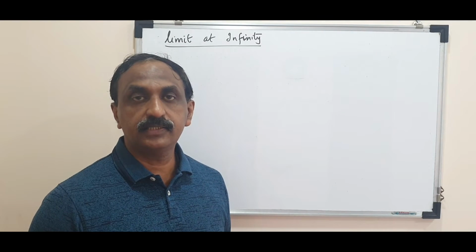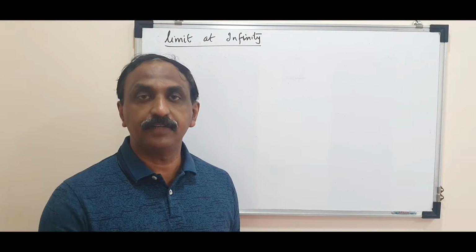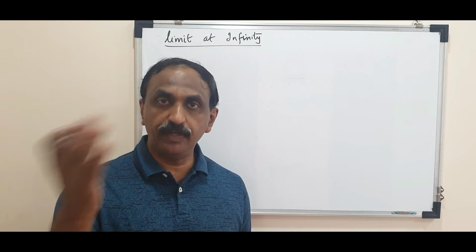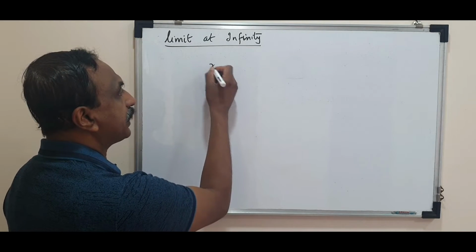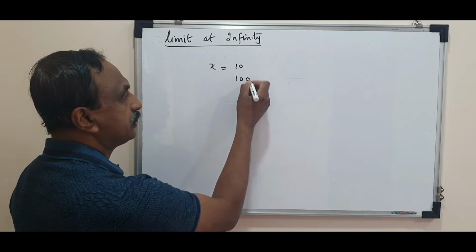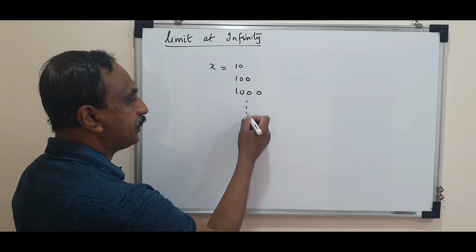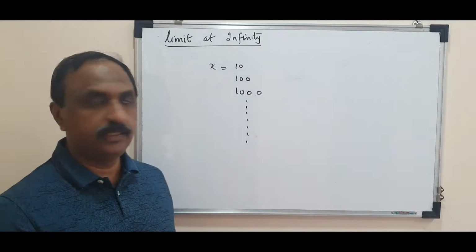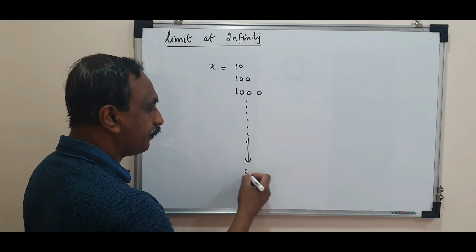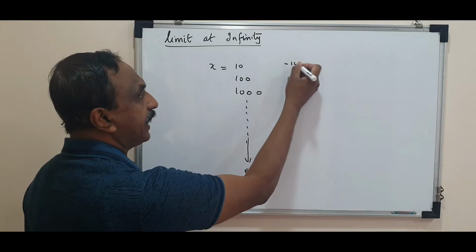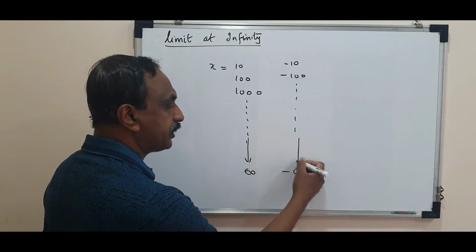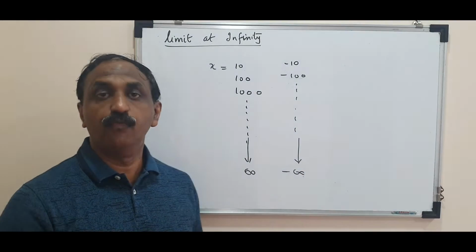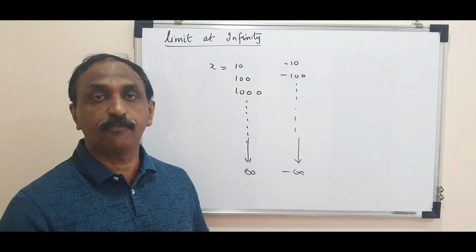Today we shall discuss the limit at infinity. When x tends to infinity, what do we mean by that? When x values keep increasing and become very large, we say x is tending to infinity. And if it becomes negative, then we say x tends to minus infinity. Infinity means a very large number which you cannot define.